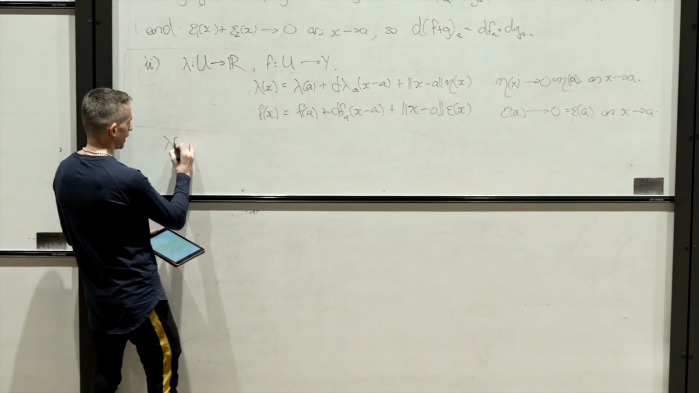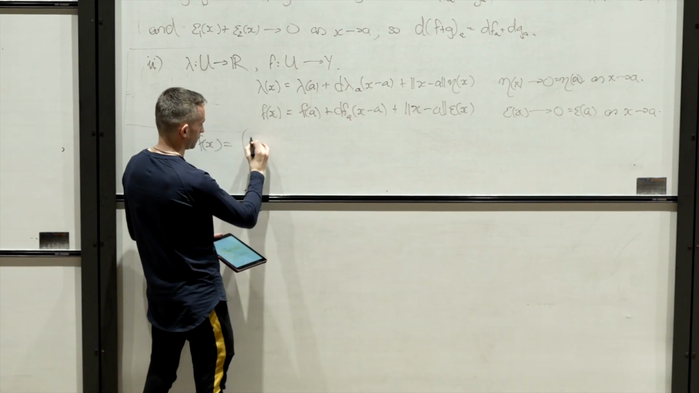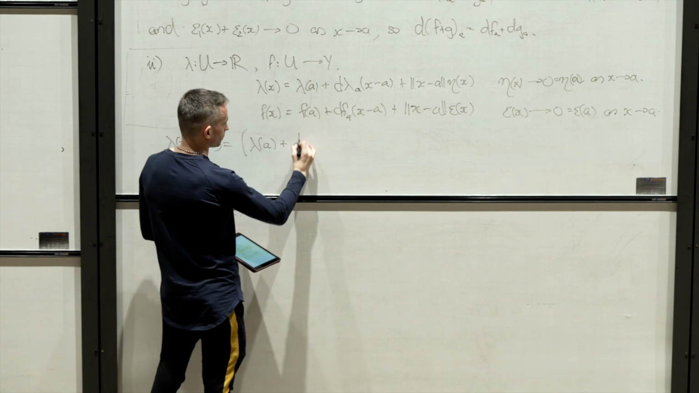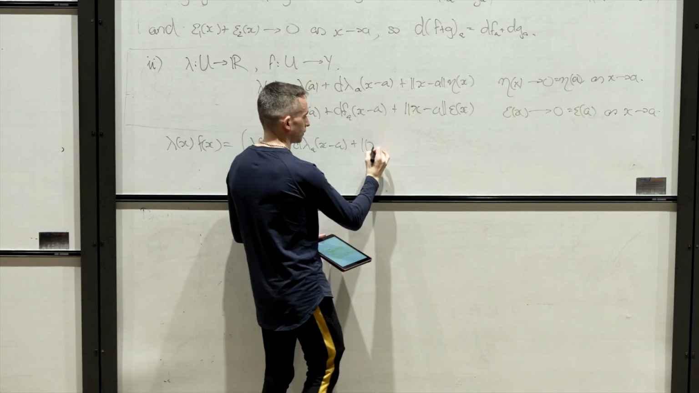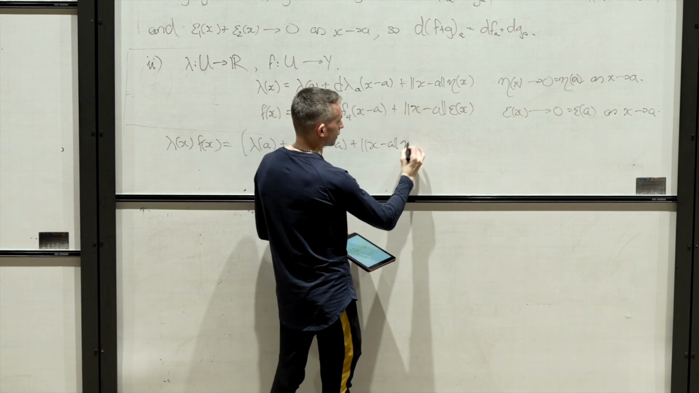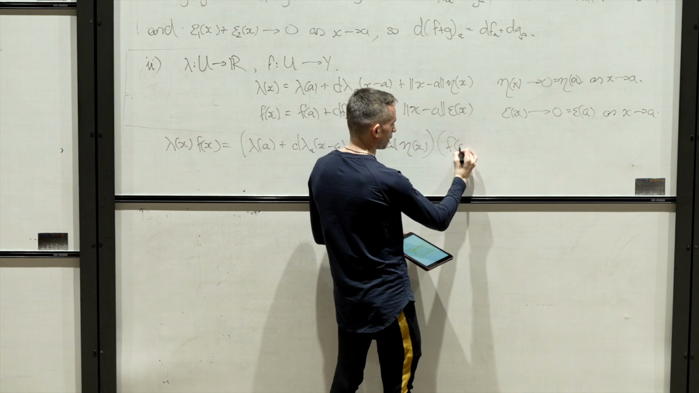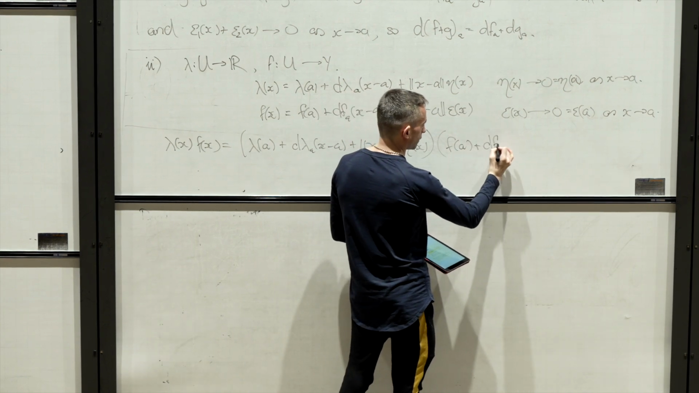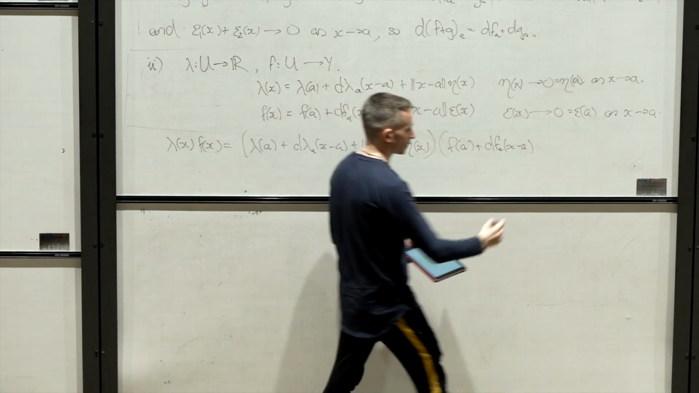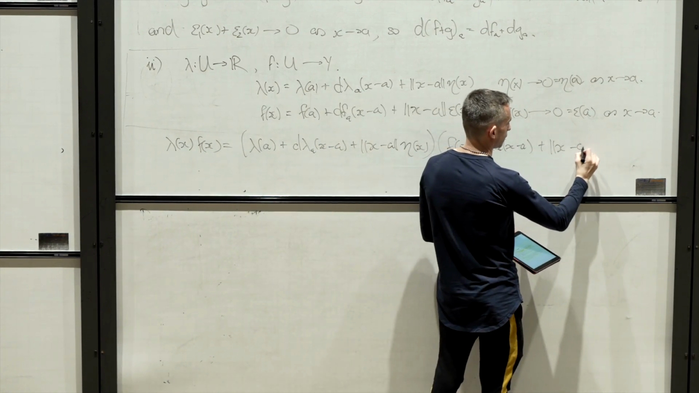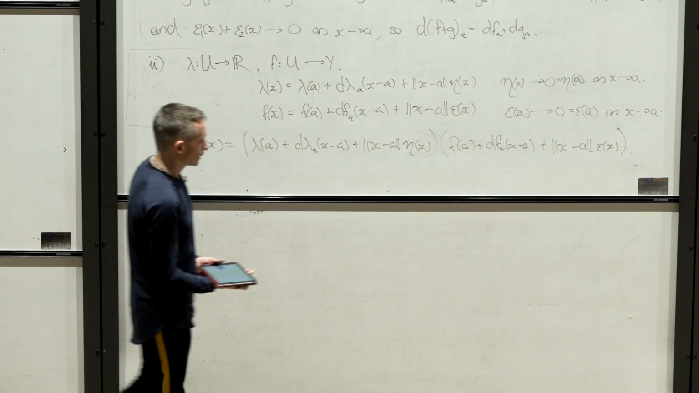So lambda of x times f of x is then just lambda of a plus d lambda of a applied to x minus a plus the norm of x minus a times eta of x, all times f of a plus the derivative of f at a applied to x minus a, and the norm of x minus a times epsilon of x.